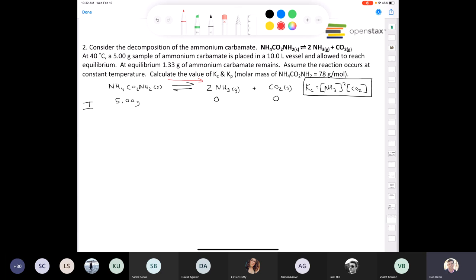Great. Okay, so that means our change, we're going to lose some amount of X. We're going to gain twice as much ammonia because the stoichiometric coefficient is 2. And we're going to gain some X over here. It's telling us that at equilibrium, we've got 1.33 grams of this. In here, we've got 2x. In here, we've got x. All right, 0 plus 2x is 2x. 0 plus x is x.